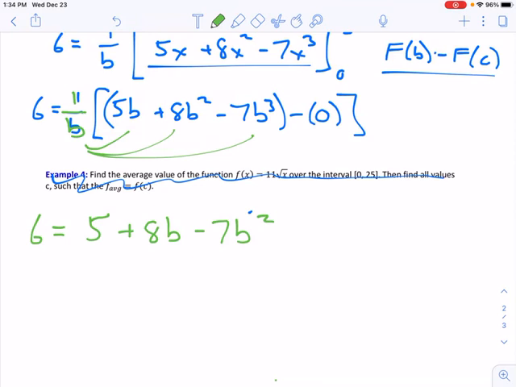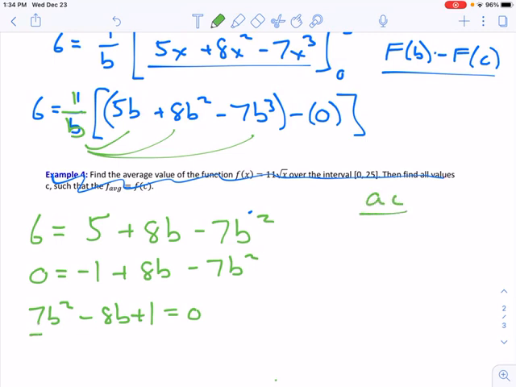We have a quadratic equation now. So let's solve this as a quadratic. So we would have 0 is equal to negative 1 plus 8b minus 7b squared. I don't like all those negatives, so I'm going to change it to 7b squared minus 8b plus 1 equals 0. So this can be factored, but to factor it, we need to look for factors. I'm going to use the AC method, which is we take the 7 times the 1 and get 7. I'm looking for factors of 7, which would be 1 times 7, that add to 8. So they both need to be negative.